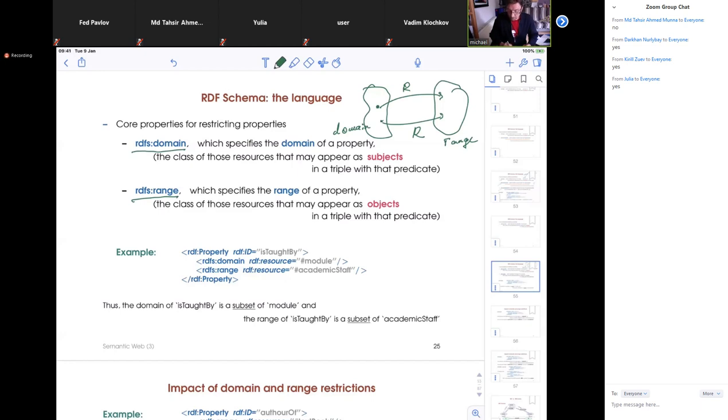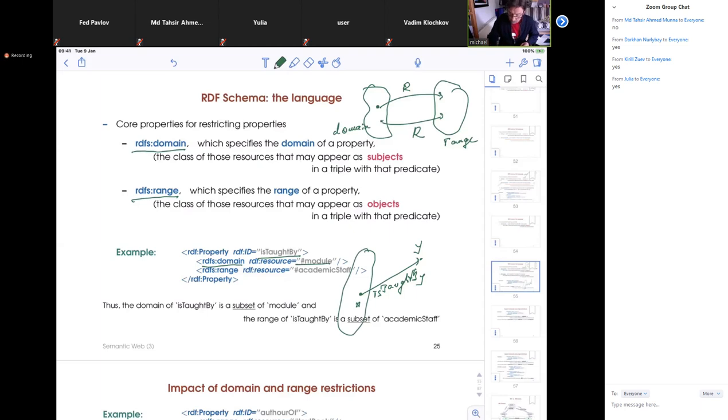And it's quite useful. For example, in the XML syntax, what do I have here? I have a property is taught by. So this x is taught by, I don't know, y. So what can be x? X can be something that can be taught, right? A course, module, something like this. So we say that is taught by has domain. So where can this thing be? It's a module. And this is what I write. RDFS domain resource module.